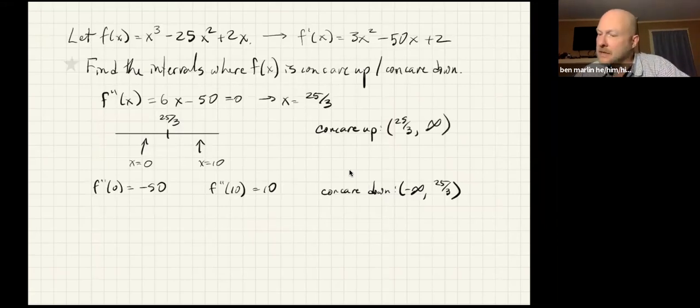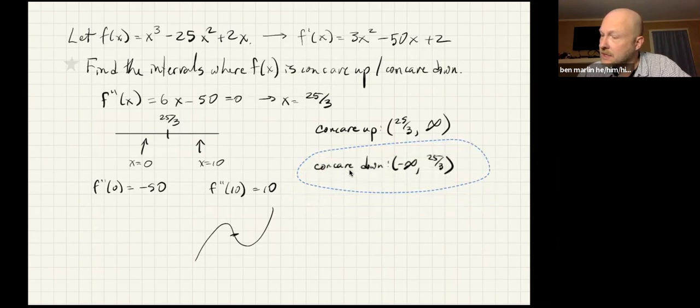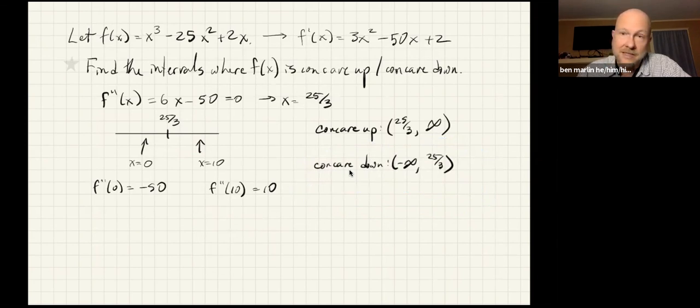Okay. If you looked at the graph of the function, it would look kind of like that. And 25/3 would be right there in the middle where it changes, where it's curving. All right. So that's what we're looking at doing on those. And I want y'all to make sure that you spot that it's almost exactly the same thing as doing increasing and decreasing. It's just with the second derivative as opposed to the first derivative.